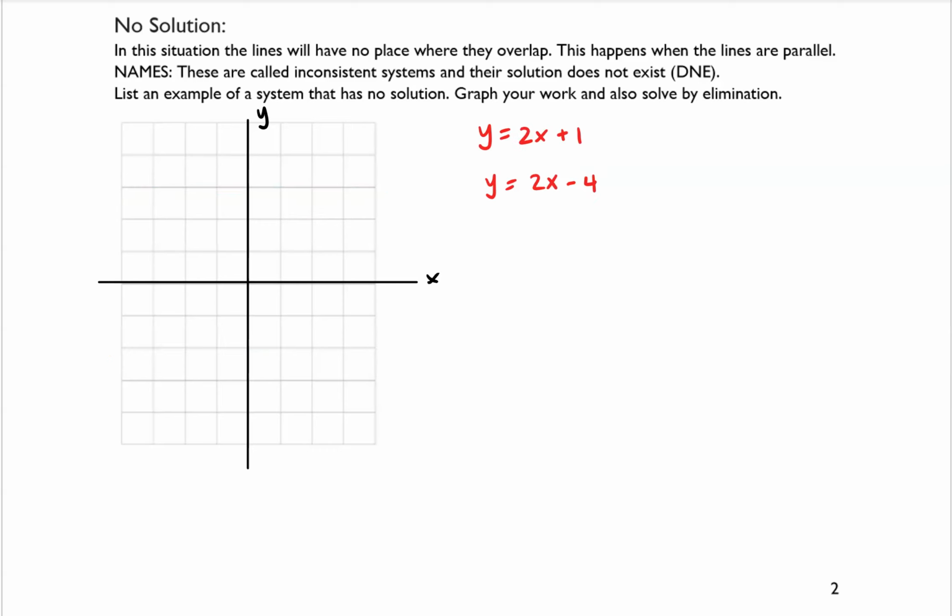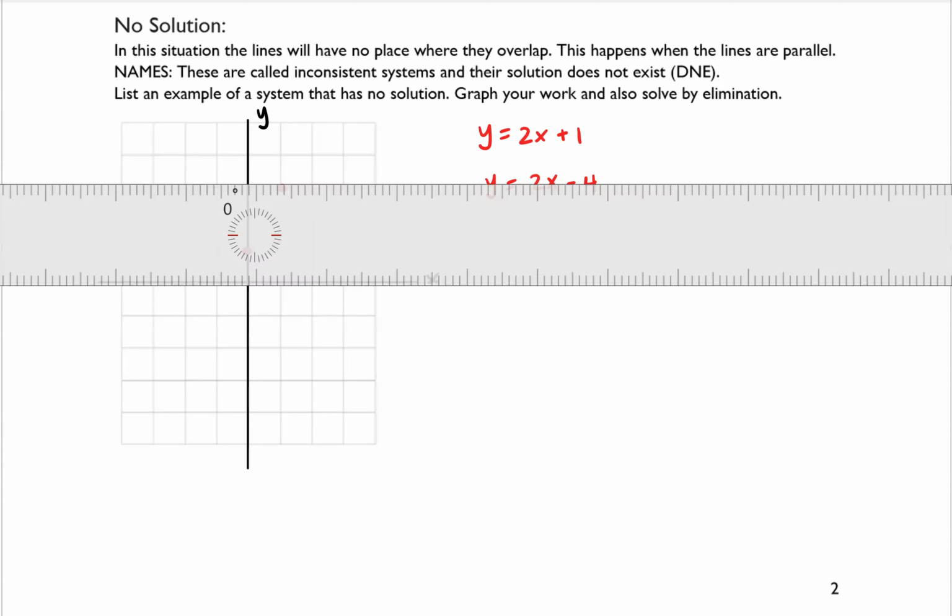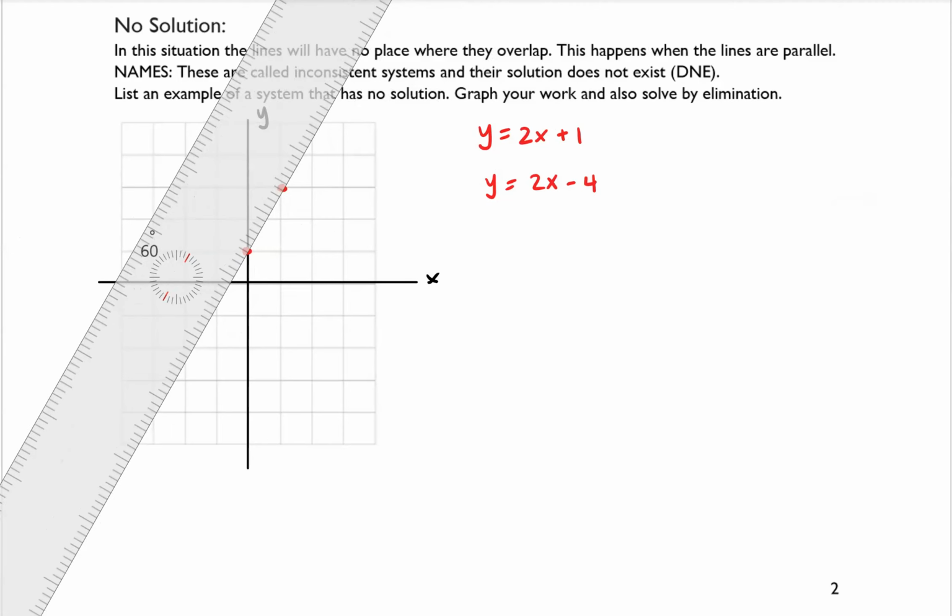All right, so we have two new lines here. We have y equals 2x plus 1 and y equals 2x minus 4. Let's go ahead and graph both of those. The first equation has a y-intercept of (0, 1), and then I want to move up 2 units, right 1, and that will give me that line. So let's pull out my ruler and connect those.